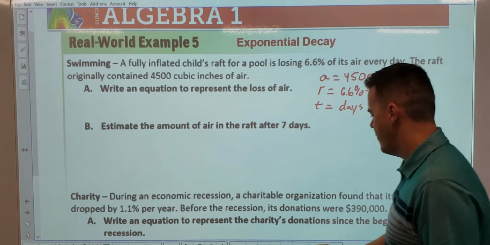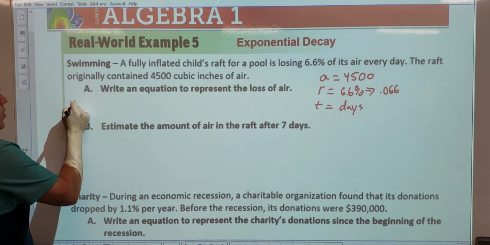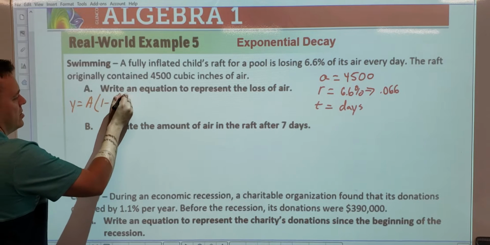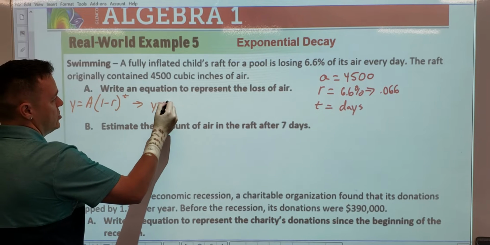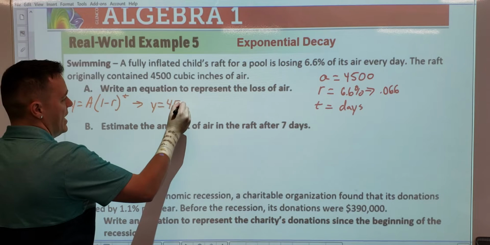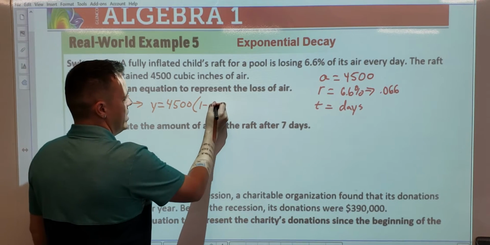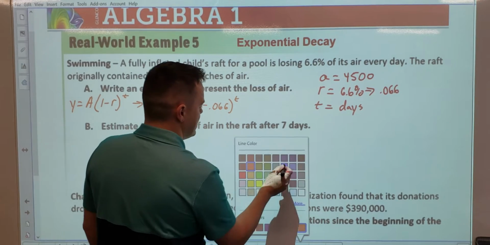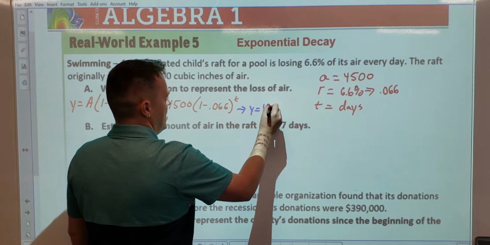All right, so now you write your initial formula. And so remember, this is y equals A, and then it's going to be 1 minus RT. So knowing that, you would have y equals 4,500, and then it's going to be 1 minus 0.066 to the t. And the reason I want you guys to simplify it one more time is so that you get used to seeing the decimal.